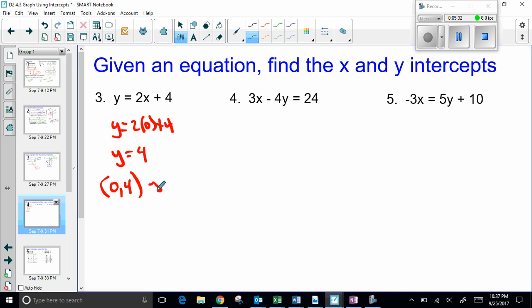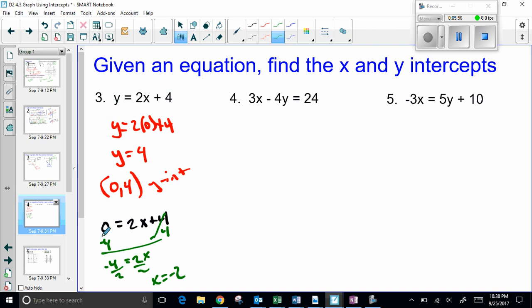That's my y-intercept. I'm going to do the same thing again, only this time when y is 0, what's x? 2x plus 4. So I have to do a little bit of work here. I have to subtract 4 on both sides. So now I get 2x equals negative 4, and divide by 2. So I get x equals negative 2. When y is 0, x is negative 2. So this is my intercept.